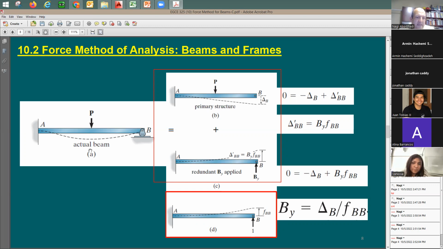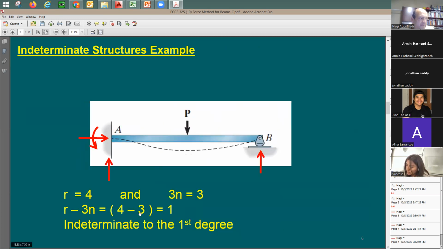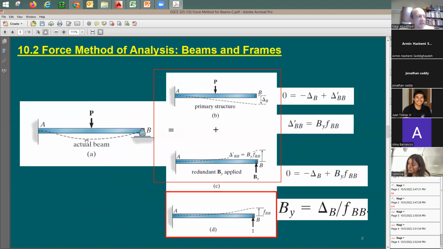So this is again indeterminate, right? And I want to simplify it, so I start by removing the reason for this indeterminacy. It is indeterminate to the first degree. So if I take this out, I will have a determinate case, and in this case I should be able to solve for the reactions, and of course for this deflection. How can I solve for this deflection? You simply go to the table of standard beams and look for the solution. So yes, I'm able to do this. But in reality, this deflection is equal to 0, right?